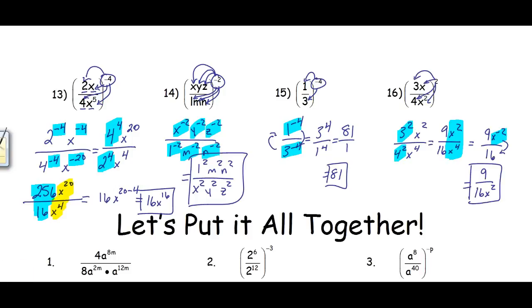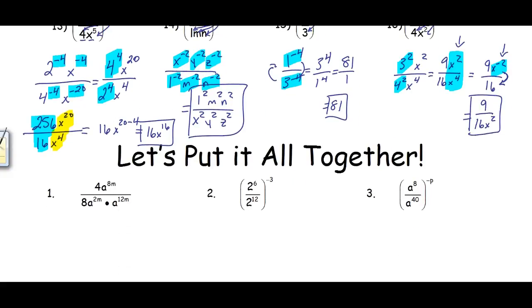Okay, so 15, we went over, is 81. 16, when you distribute it, make sure you take care of your whole numbers first. So you get 9 over 16, then take care of your exponents. Remember, it comes out with a negative exponent. That negative exponent is always going to be in your denominator when you subtract. If it's a positive, you're going to leave it in the numerator. If it's a negative, you're going to put it in the denominator.